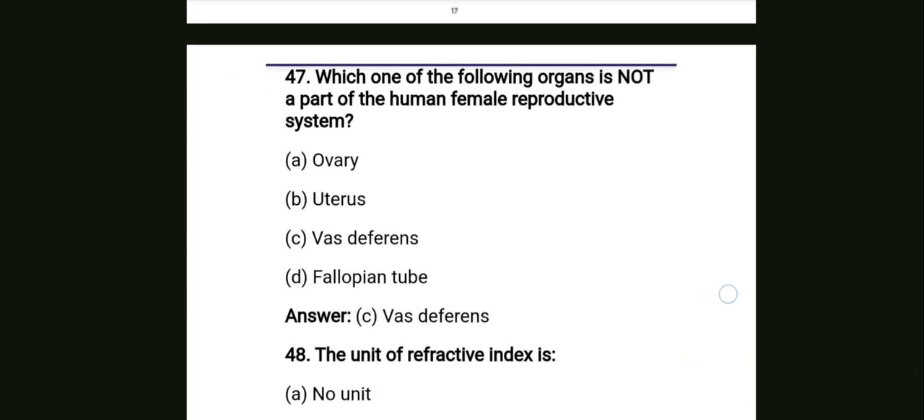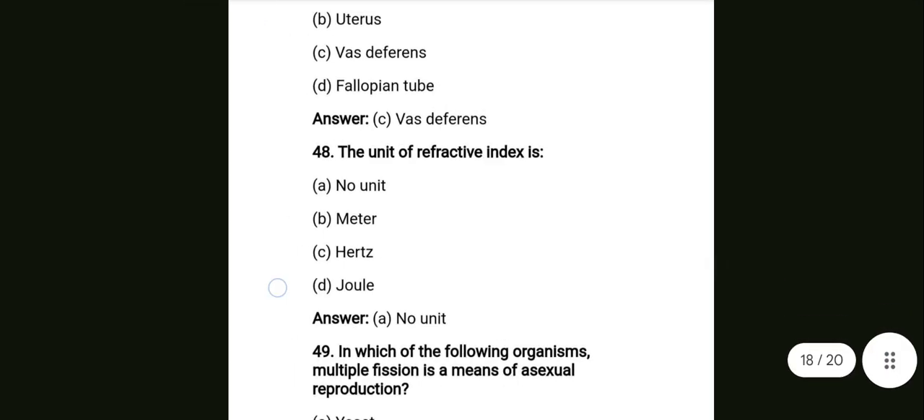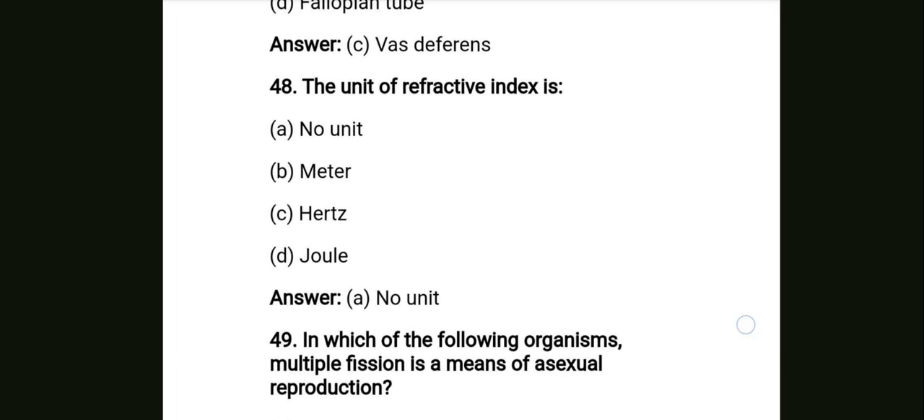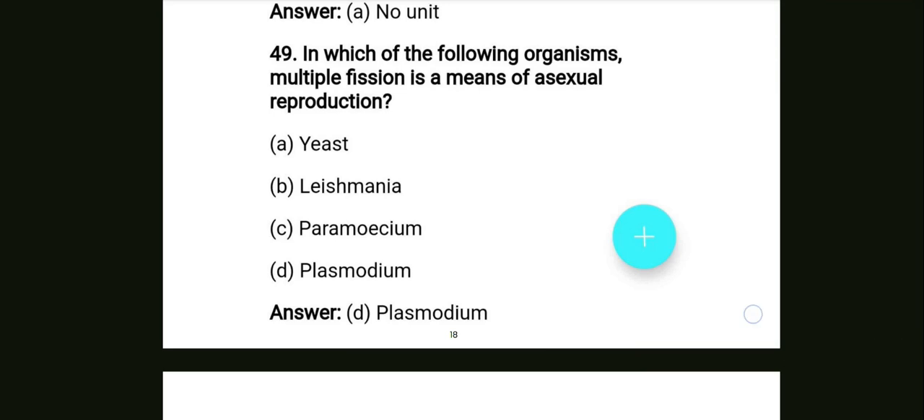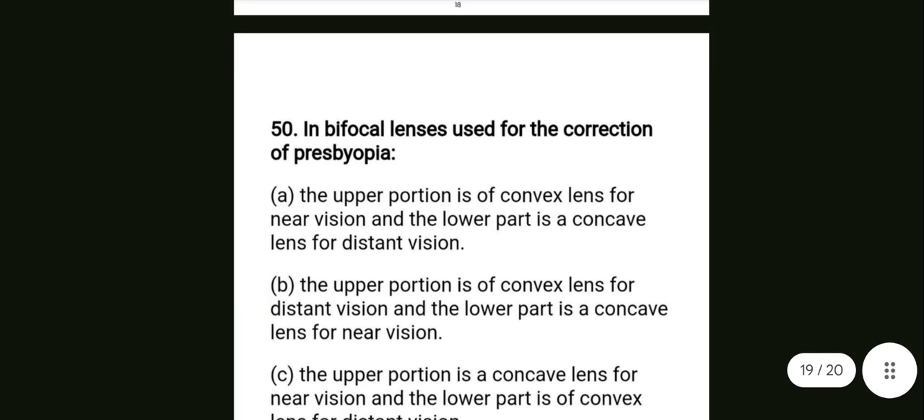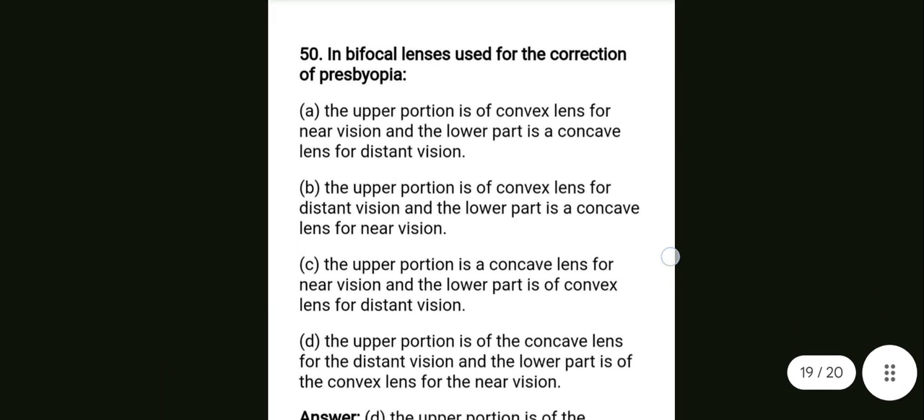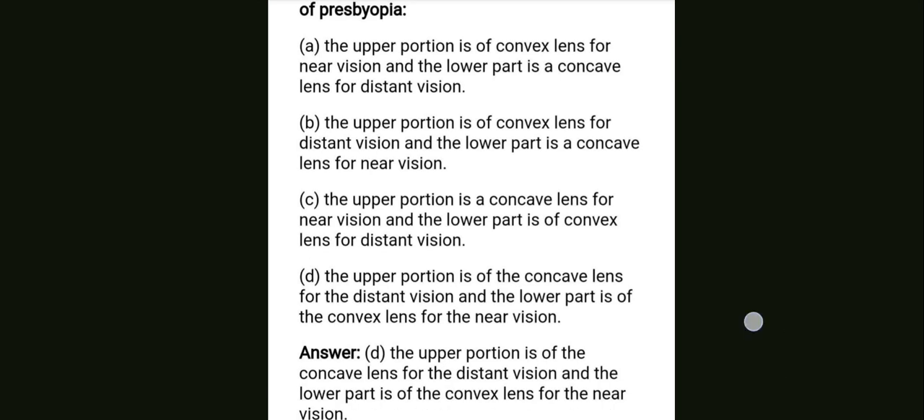Which one of the following organs is not a part of the human female reproductive system? Option C, vas deferens. The unit of refractive index is option A, no unit. In which of the following organisms is multiple fission a means of asexual reproduction? Plasmodium. Next question 50: in a bifocal lens used for the correction of presbyopia, option D, the upper portion is a concave lens for distant vision and the lower portion is a convex lens for near vision.